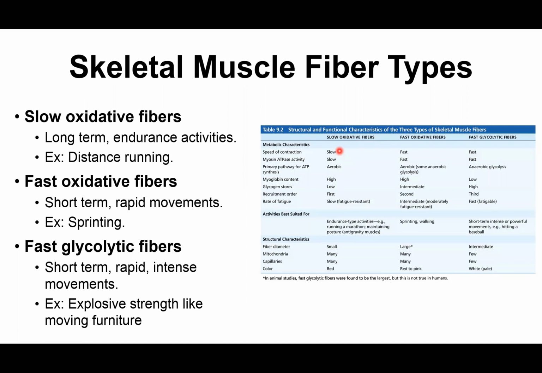In terms of their structural characteristics, the slow oxidative fibers are very small. They have a lot of mitochondria and a lot of capillaries, and they appear red. Okay.